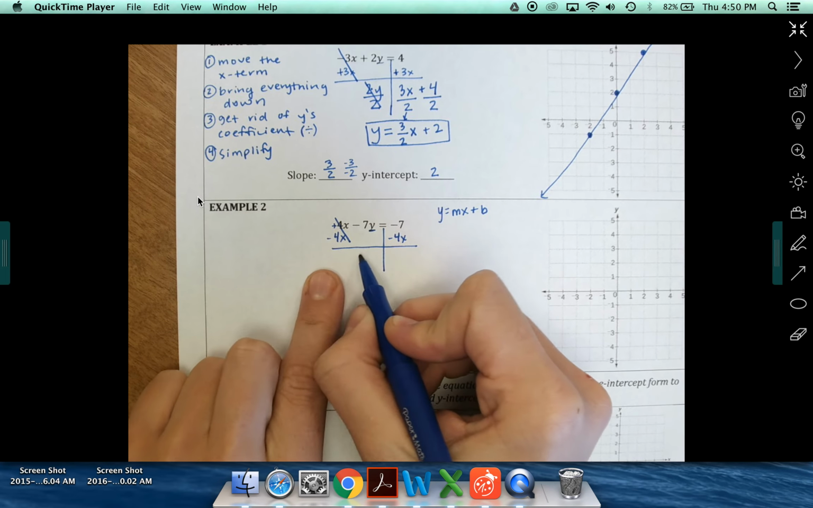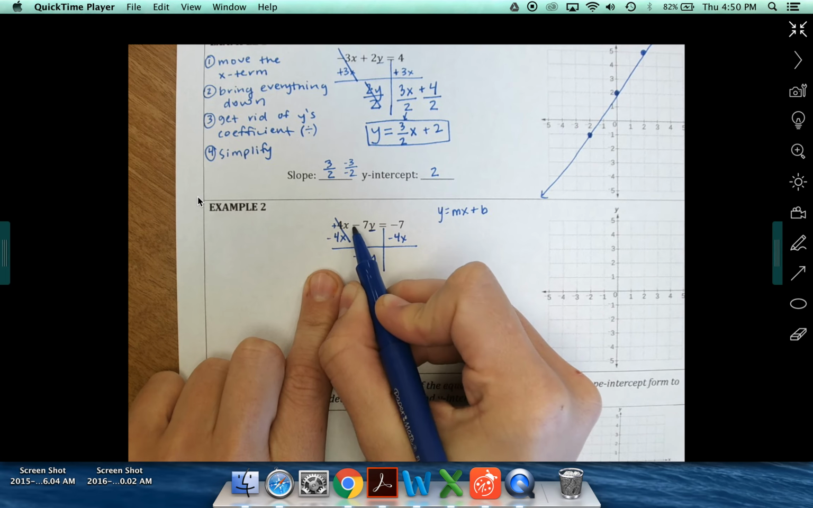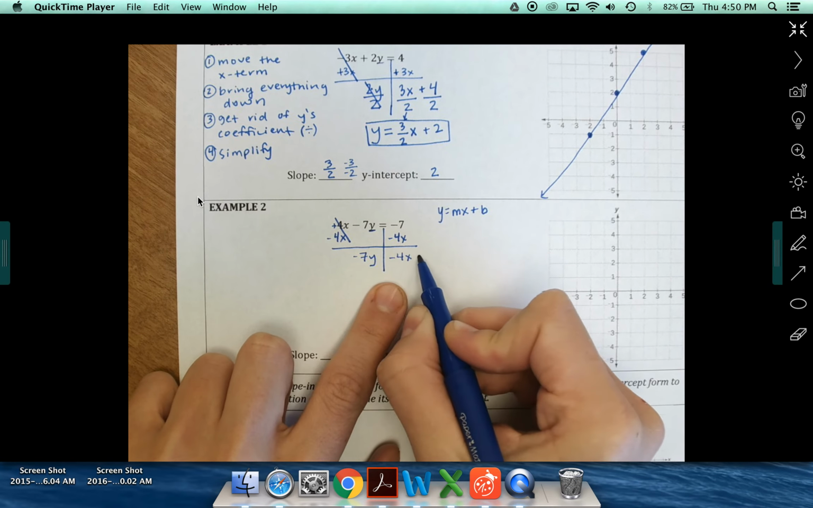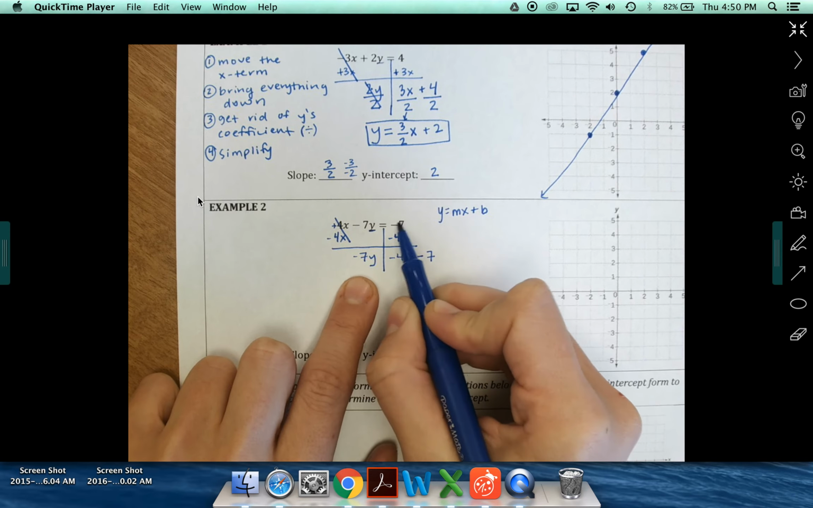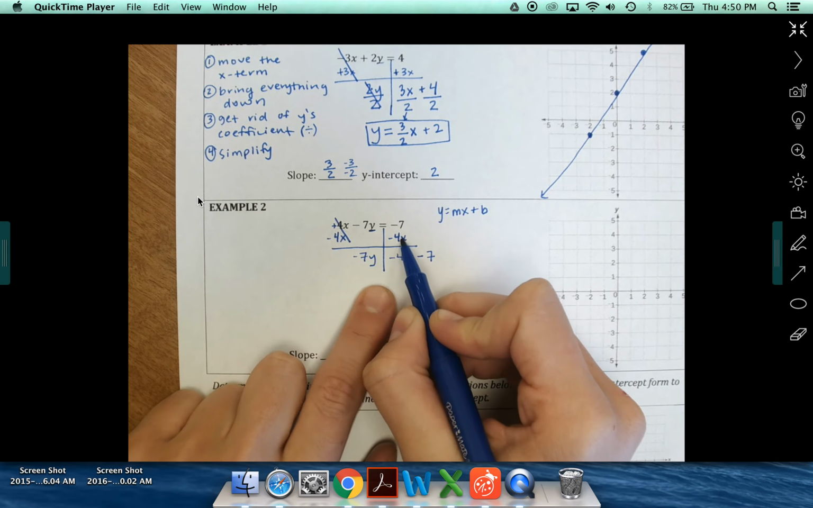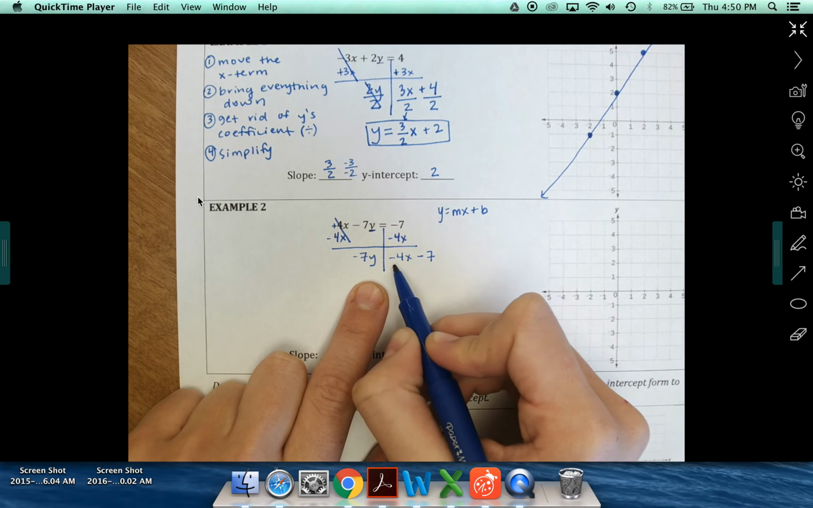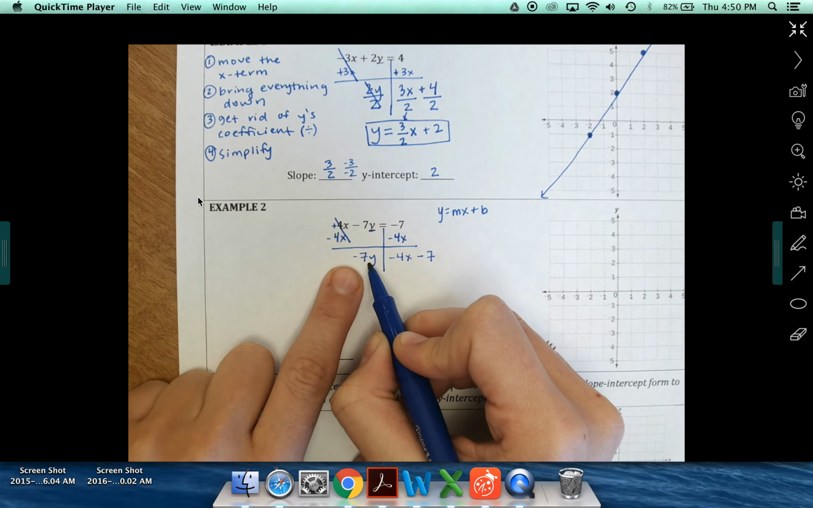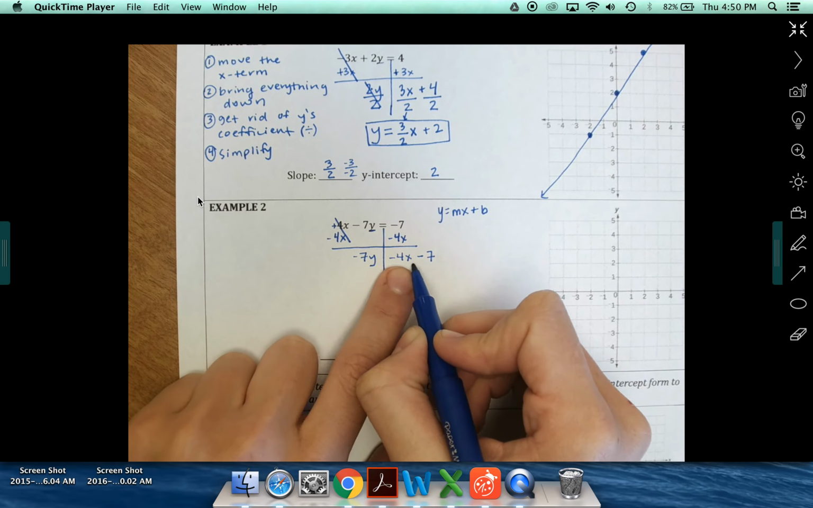So I'll bring down my negative 7y. Do not forget the sign in front. On this side, I'll bring down my negative 4x minus 7. Don't forget the signs in front, okay? They aren't like terms. That's why I don't combine them. All right, so now I've got negative 7y on one side, negative 4x minus 7 on the other.